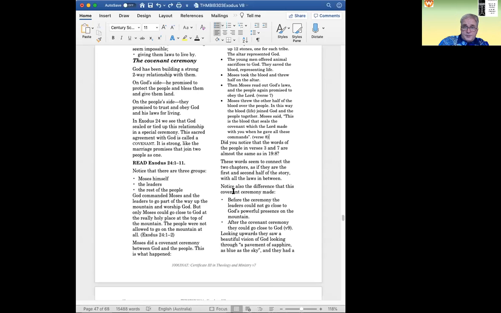But notice the difference. Before the ceremony, the leaders couldn't go close to God's powerful presence on the mountain. After the ceremony, as in verse 9, they can. Not everybody can, but at least the leaders can go close. So in doing this, they have sealed themselves, they've made the agreement, and one of the ways of demonstrating it is that they're able to approach God.